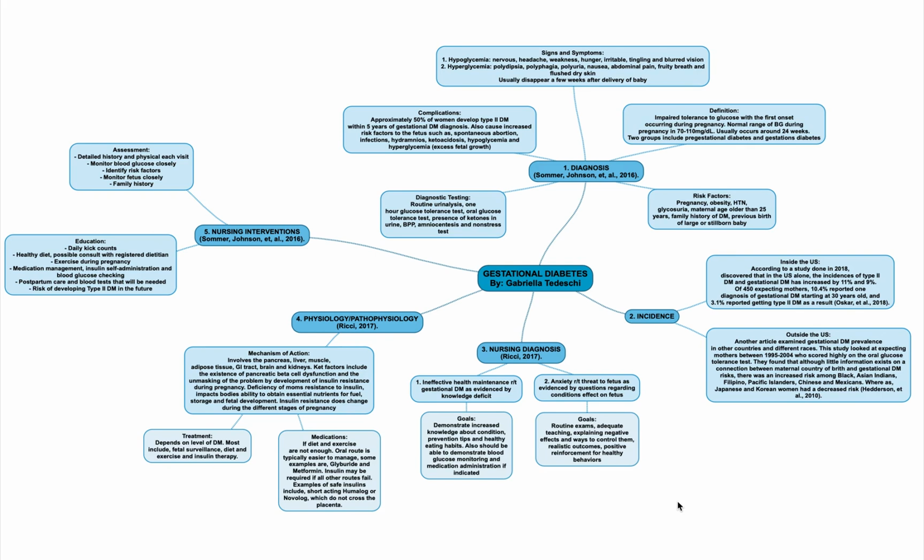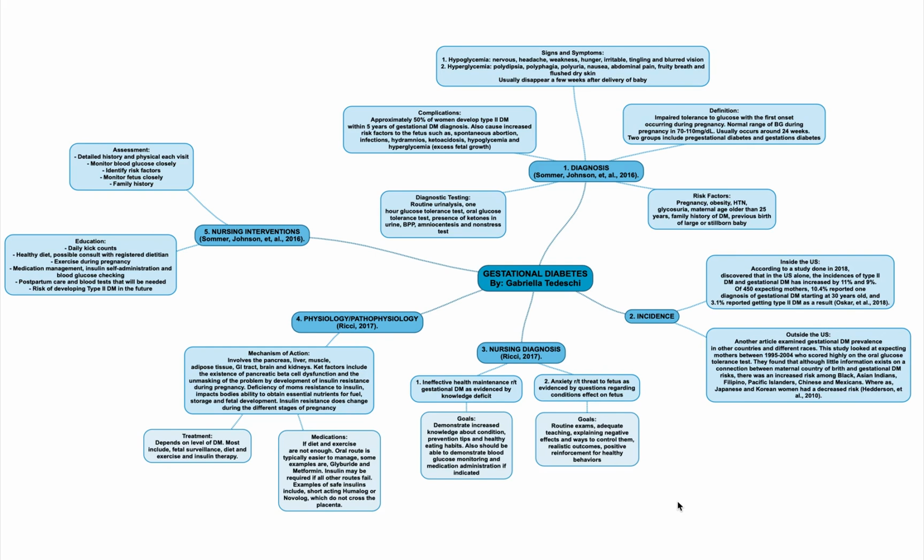Some complications that can occur if gestational diabetes is diagnosed would be developing type 2 diabetes for moms. So approximately 50% of women develop type 2 diabetes within 5 years of being diagnosed with gestational diabetes.